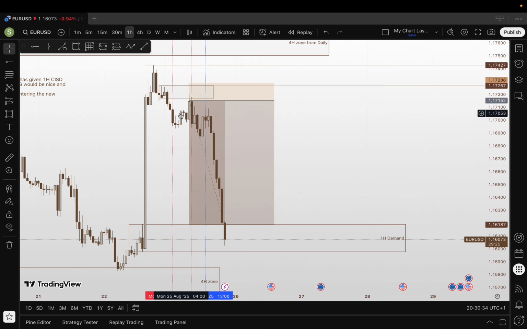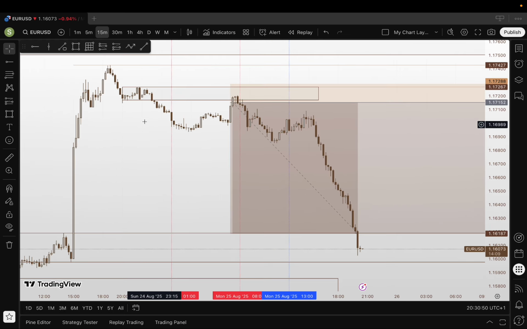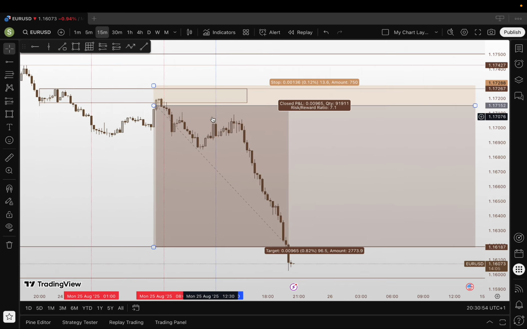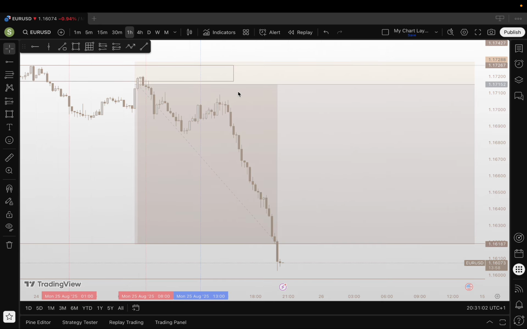I entered somewhere around here. My first trade, I entered somewhere around here. But then instead of price selling, it started going upwards, and it gave me a 15 minutes. Let me show you this on the 15 minutes. When I entered somewhere around here after the 1 hour breakup structure, it gave a 15 minutes breakup structure upwards here. So I ended up exiting with a loss. That's the first trade.